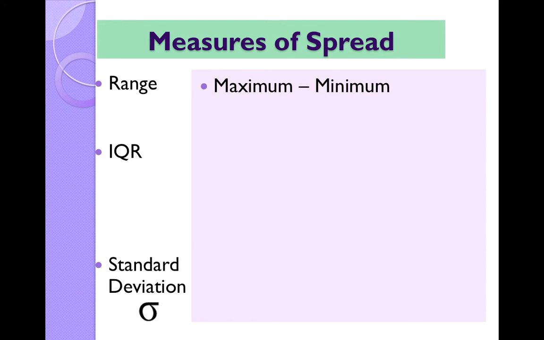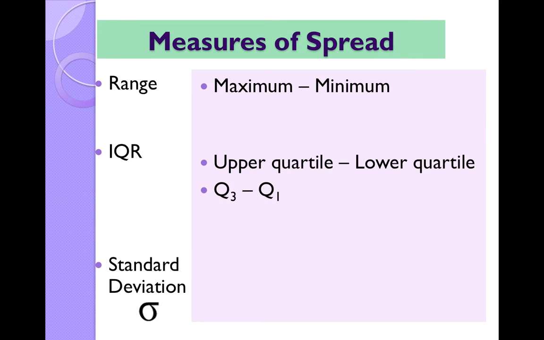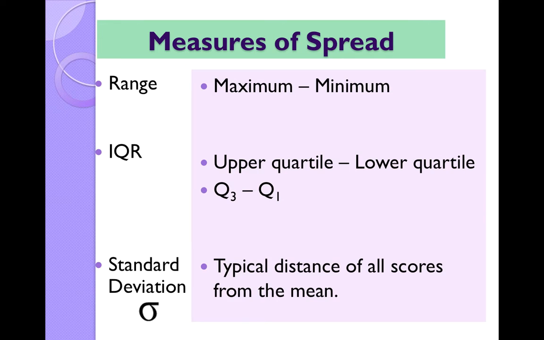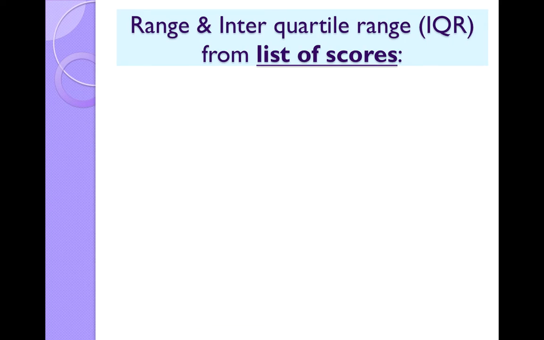Range is just the highest value minus the lowest value, and interquartile range is the upper quartile minus the lower quartile, also known as Q3 minus Q1. Standard deviation indicates the typical distance of all scores from the mean. We're going to look at examples of how to calculate the range and the interquartile range from a list of scores.